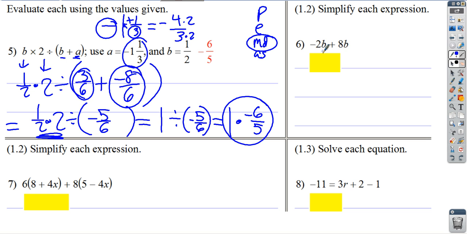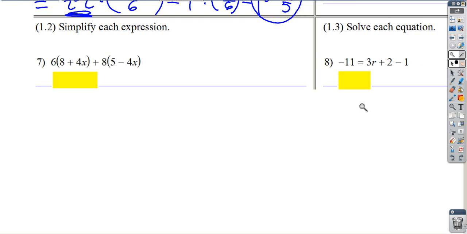And think of it this way: if you have 8 b's and you subtract 2 b's, or you have negative 2 b's, you add 8 b's, you're just basically adding these numbers right here. Negative 2 plus 8 is 6, and those are attached to the b. So all we do is add those numbers in front, and we have our answer 6b.